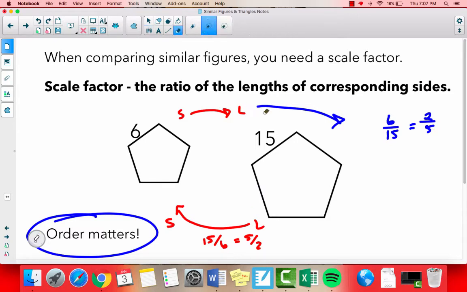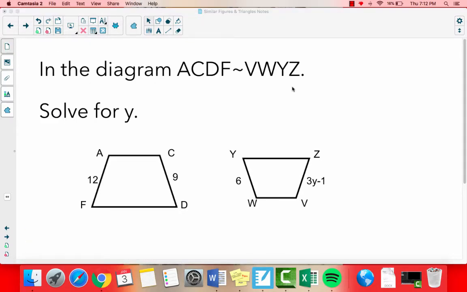All right, so that scale factor just tells you how much larger or smaller the shapes are in comparison to each other. In this particular example here, we've got two trapezoids, and they go ahead and tell you right away that they are similar figures.